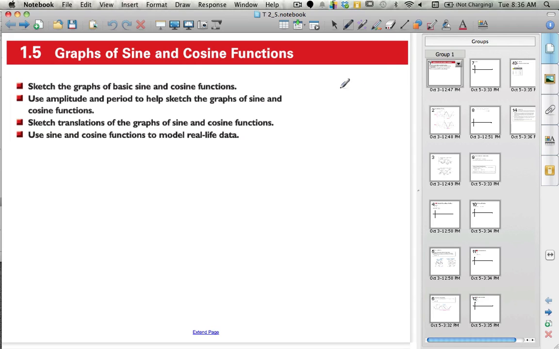So in section 1.5, we're going to be working with the graphs of sine and cosine functions. And we're going to learn how to sketch the graphs of basic sine and cosine functions. We're going to use amplitude and period to help sketch those graphs. We're going to sketch translations of sine and cosine functions. Remember, translations deal with moving the graph to the right and left, and up and down. And then we're also going to work with sine and cosine functions to model real-life data.